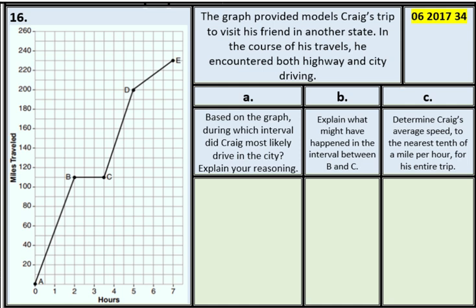Okay, question 16. The graph provided models Craig's trip to visit his friend in another state. In the course of his travels, he encountered both highway and city driving. So, question A. Based on the graph, during which interval did Craig most likely drive in the city? Explain your reasoning.